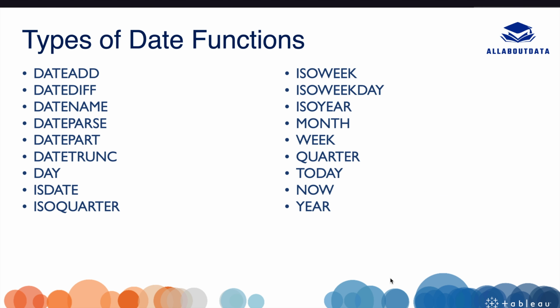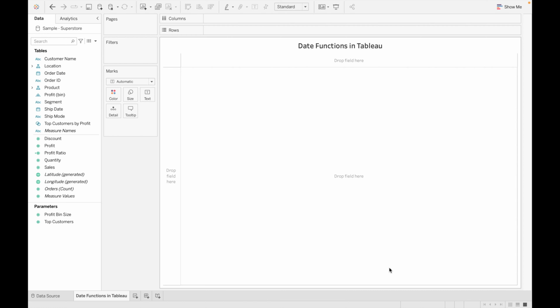So, types of date functions. There are various types of date functions, that is DATEADD, DATEDIFF, DATENAME, DATEPARSE, DATEPART, DATETRUNC, and so on. We will discuss each one by one in Tableau. I'm using the sample Superstore dataset for this video. I will provide the link in the description box to download this dataset.